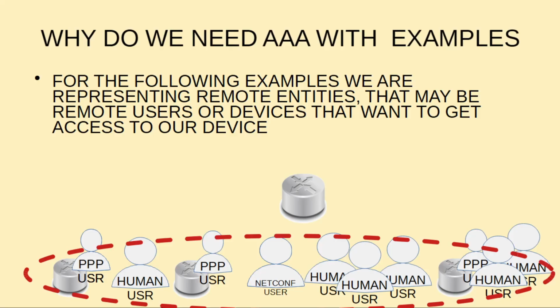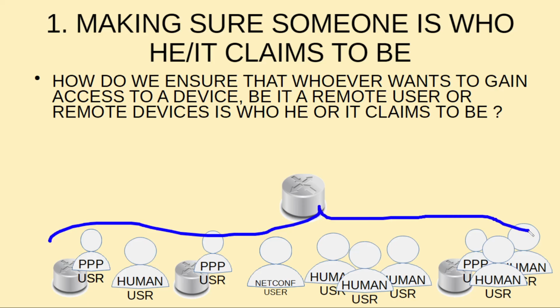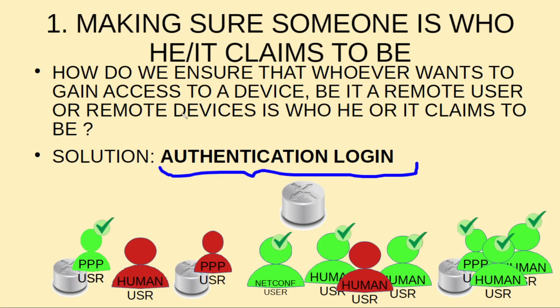Now we are going to talk about why we need AAA. In order to illustrate that, we are going to show some examples that make use of this set of entities that want to gain access to this device. These entities may be human beings, PPP over Ethernet routers, RESTCONF applications, NETCONF scripts, and so on. The first security need that we may have is how to make sure that whoever or whatever wants to gain access to our device is who he or it claims to be. In order to solve that, we have authentication login.